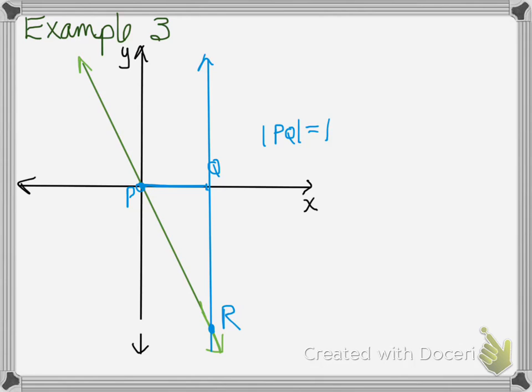So again, we're going to translate so we can see what that is. So we'll go ahead and translate the line so that Q lines up with the origin. And that way, when Q lines up with the origin, then we can read point R, because point R is going to translate right over here. We can read it right off the y-axis. Okay, so let's look at what that translation would look like.